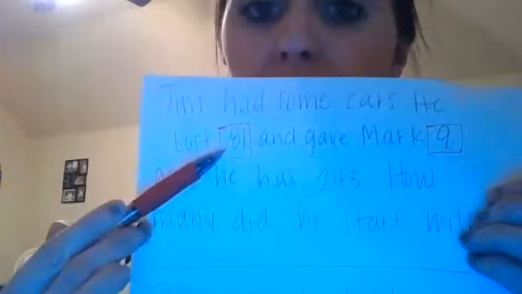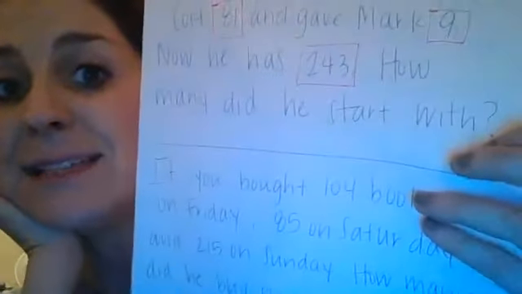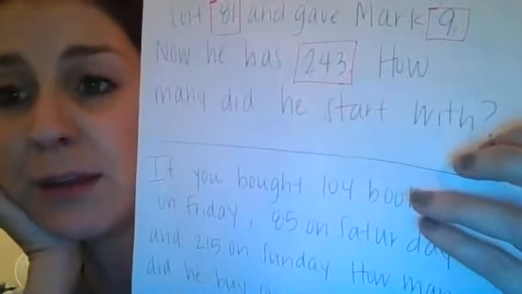So the first question says, Jim had some cars. He lost 81 and gave Mark 9. So in that first part of our question, I went ahead and circled or boxed in my numbers that I needed, 81 and 9. Now he has 243. How many did he have to start with? Okay, so our question says, how many did he have to start with?